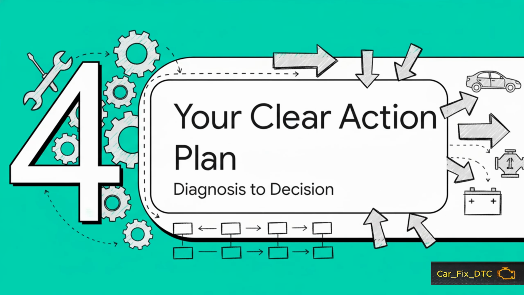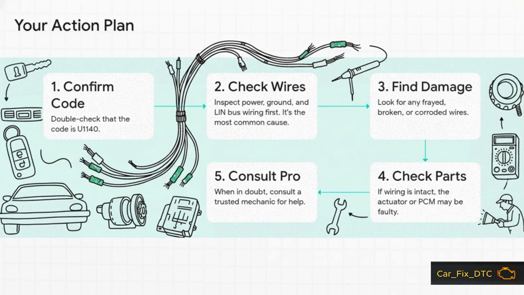So after all that diagnostic info, what do you actually do now? Well, this final section pulls it all together into a really clear, straightforward action plan. So here's what you do, step by step. 1. Double check that the code is definitely U1140. 2, and this is the big one, start with the wiring. It is the most common cause, and it's usually the cheapest to fix.